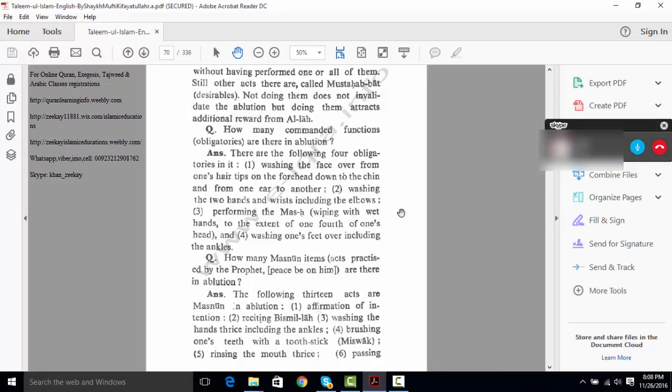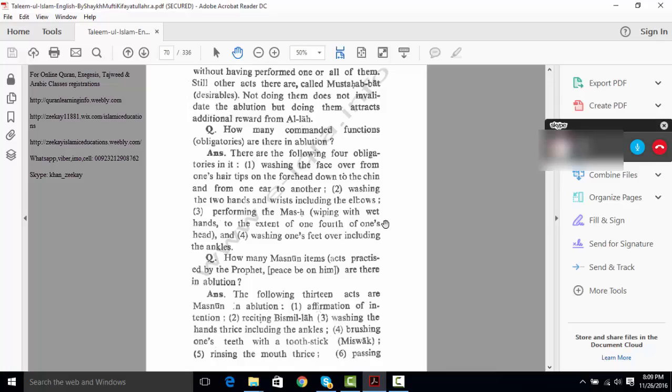Okay. So number one is washing the face, and you should also explain it: washing the face from one's hair tips on the forehead down to the chin and from one ear to another, understand? This area should be washed. It is obligatory. Number two, washing the two hands and wrists including the elbows.